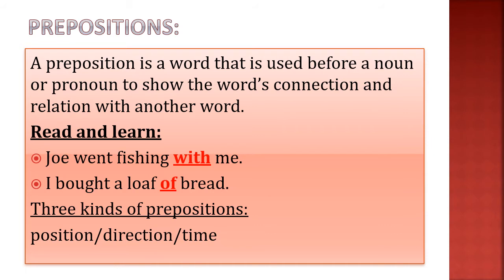So in general there are three kinds of prepositions: preposition of position, direction and time. Now let's see them and read them in detail.